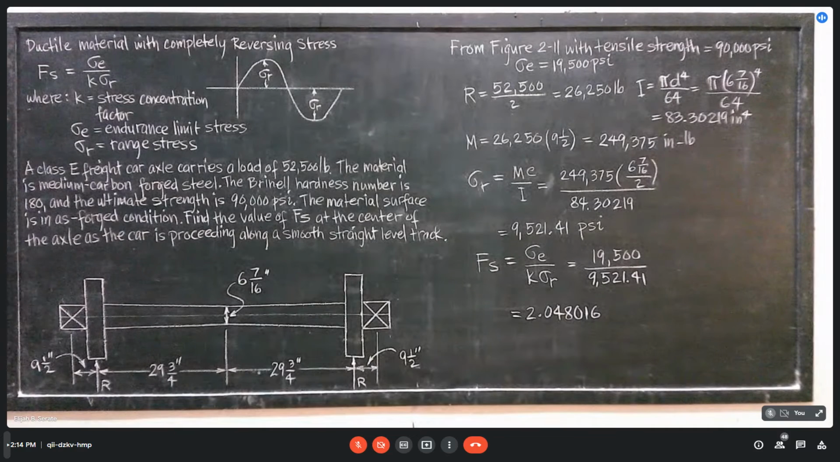But the question here is, that 52,500 pounds is on the car, not on the axle. It is only the axle that carries that 52,500. Now the next question is, where does it act on the axle? It has to act on the axle, the 52,500 pounds. And which part of the axle is it acting?